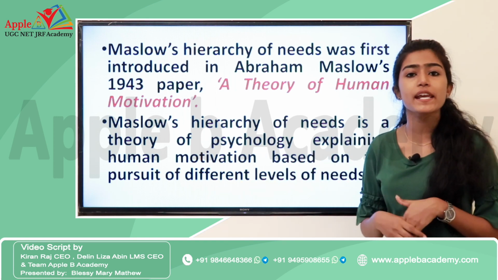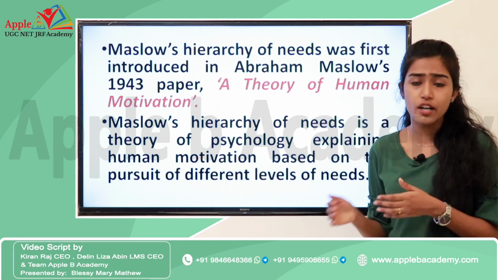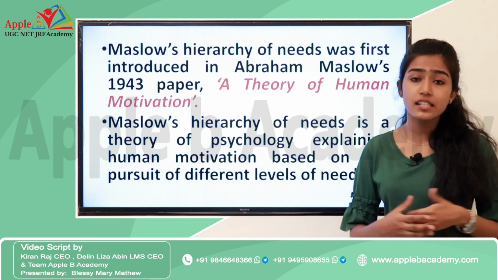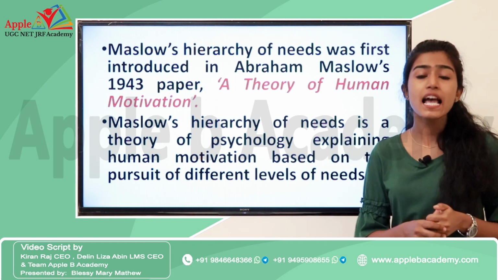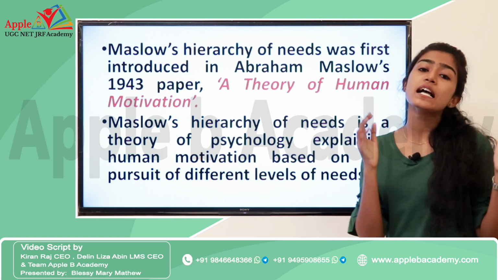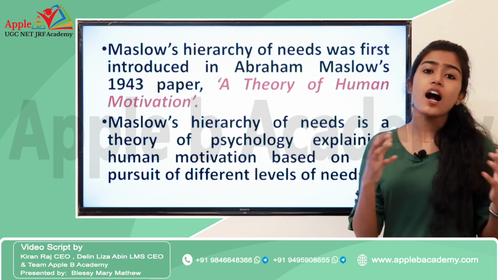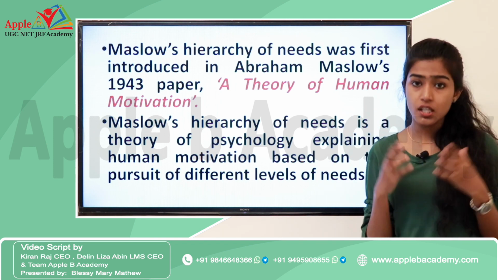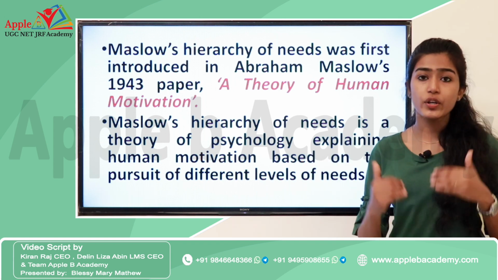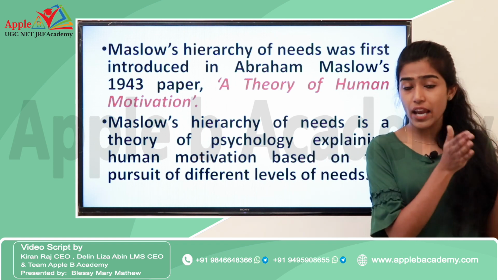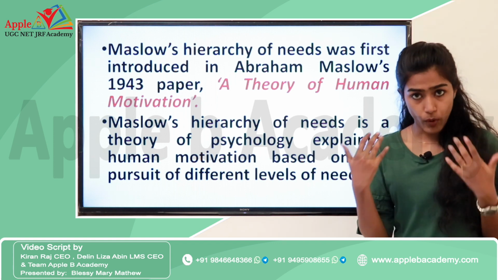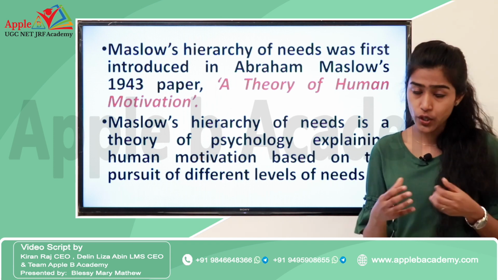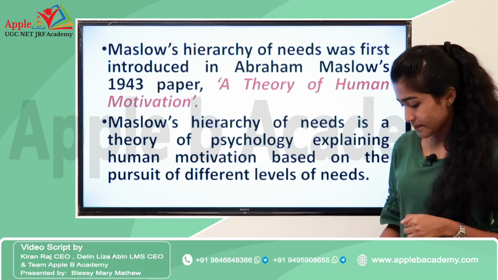So for us human beings, we have a lot of needs, like our physiological needs, our social needs, then our psychological needs. In Maslow's hierarchy of needs, Maslow is explaining the different levels of human motivation in pursuing these different needs. He is making a hierarchy of these various needs on the basis of human motivation for achieving or pursuing them.